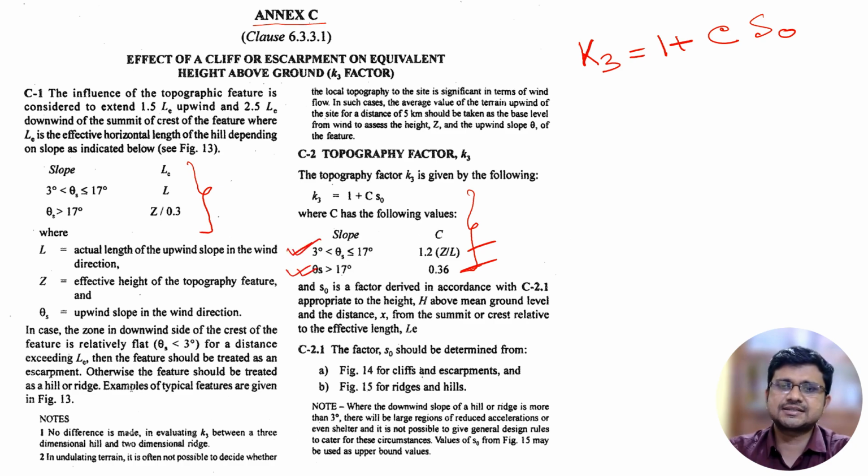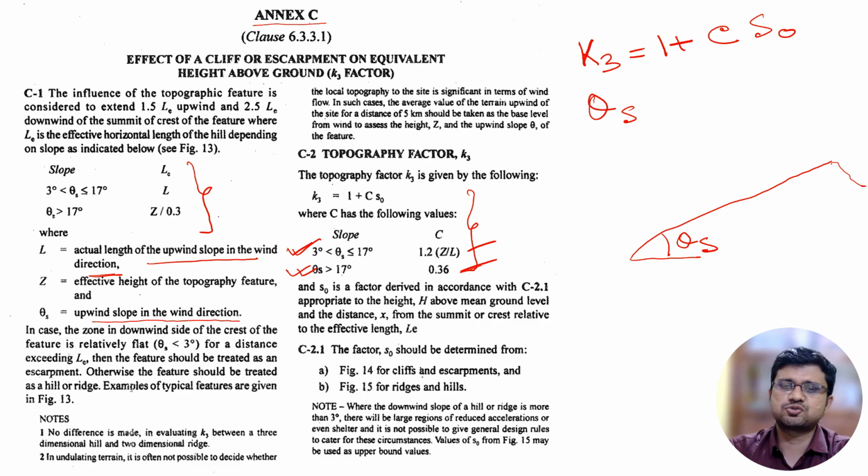If the value of theta s, what is theta s? Theta s is the upwind slope in the wind direction. So if there is one particular slope like this, then this will be theta s. And L is the actual length of the upwind slope in the wind direction. That means if suppose there is a slope like this and this is the top portion, then this length will be L. L is the actual length of the upwind slope in the wind direction. Theta s is the upwind slope in the wind direction.